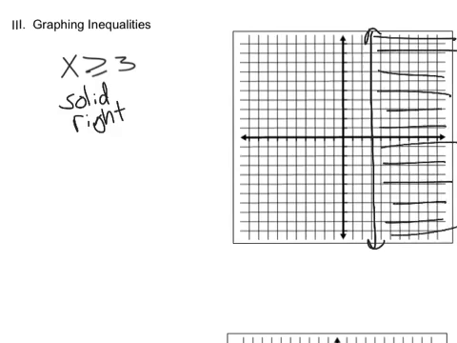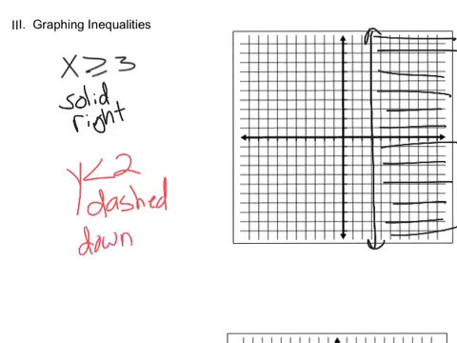An example of a y or a horizontal line, if I want to graph y is less than 2, that's going to be dashed because it's just less than, and I'm going to shade down. It's going to be below the line because it's values that are less than 2. So I put in my dashed line, and this one would be shaded underneath it, all the values that are less than 2.